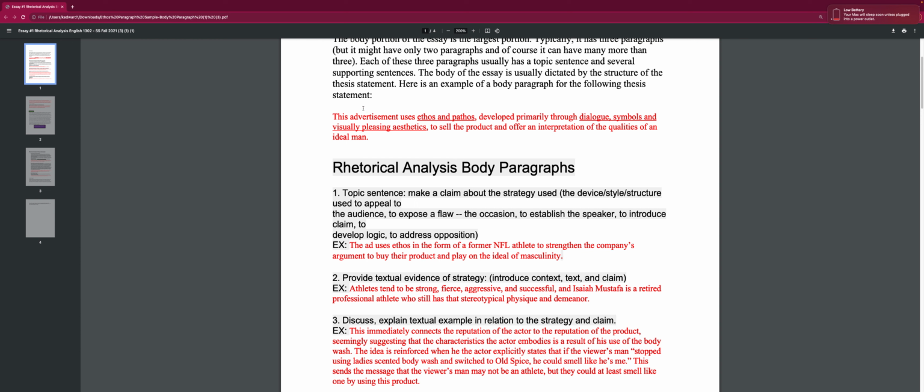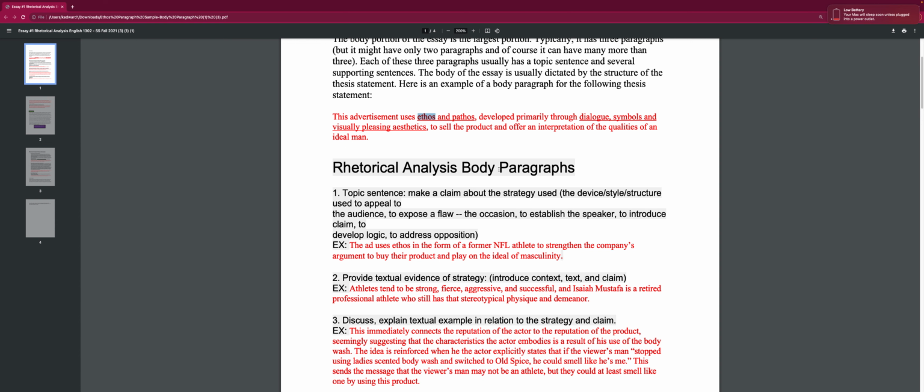Your first body paragraph, then, if you follow the format of your thesis statement, should be on ethos, because that is the first appeal that was mentioned, right? And then you need to decide, okay, so is the ethos developed through all three of these, or am I simply going to discuss ethos and symbols and ethos and dialogue? That's going to be up to you as the writer, right?